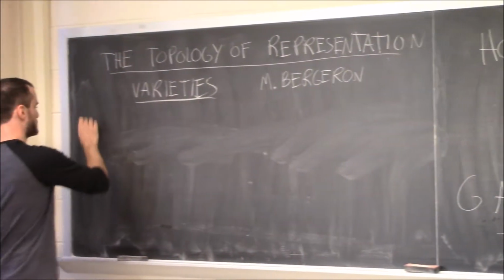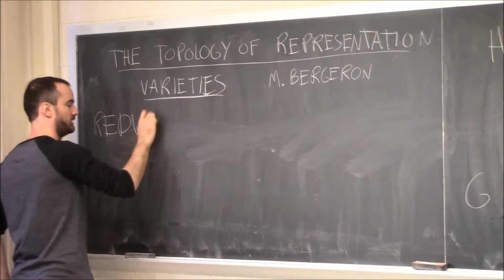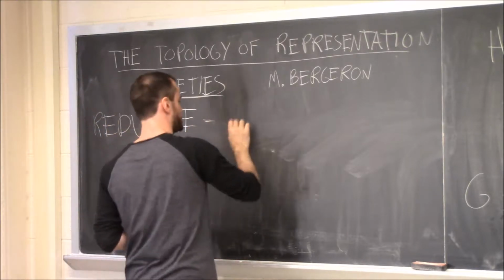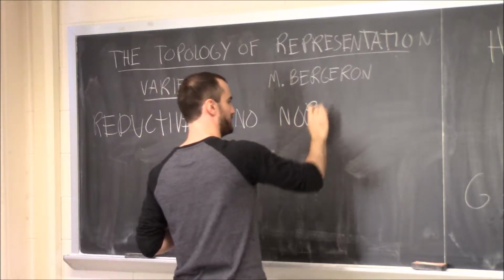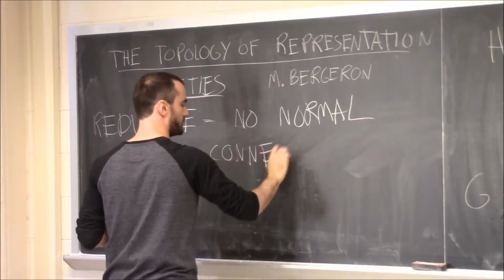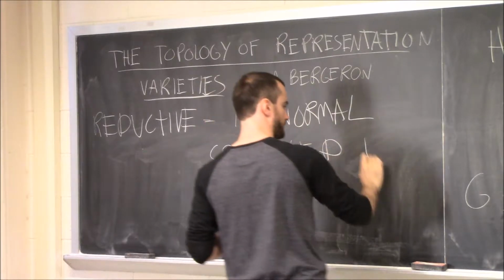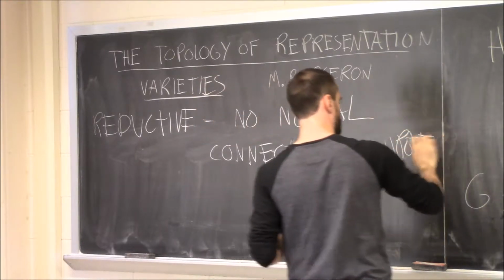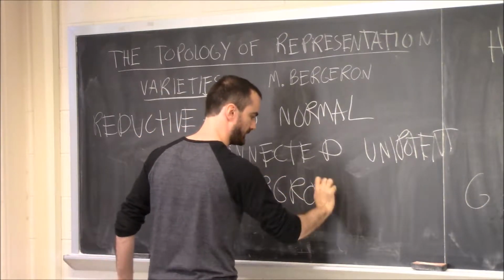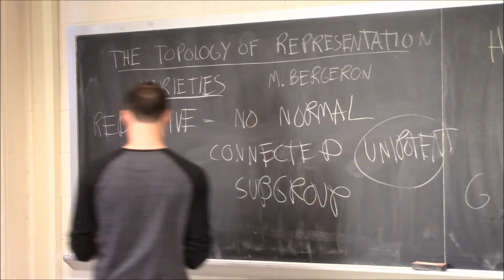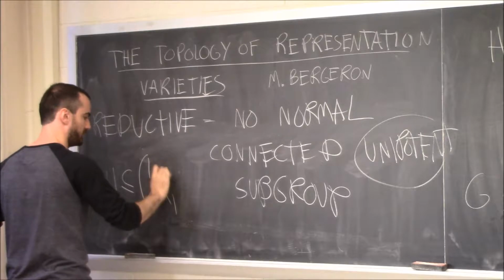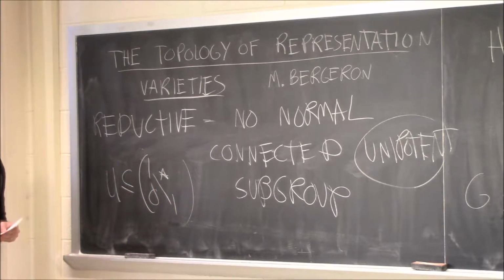Okay, so, to touch upon what it really means to be reductive, the kind of fancy definition is no, I'll tell you why the fancy is good and bad. So no normal connected unipotent subgroup, where here, what do I mean by unipotent? I mean subgroups that kind of are sitting inside of the upper triangular matrices with ones on the lower diagonal.